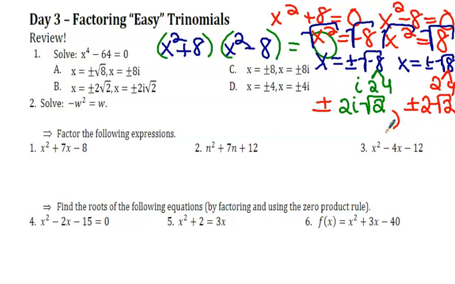So now I have 4 answers because it was x to the 4th, okay? Which would be my answer? My answer would be B. Okay, all right, number 2.